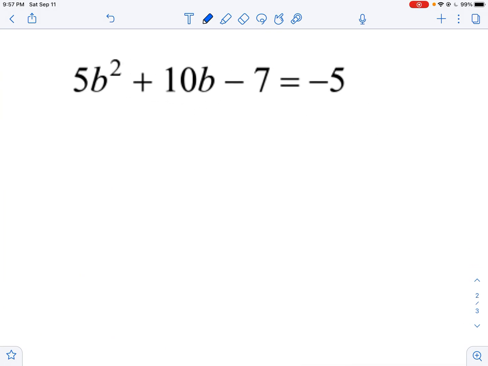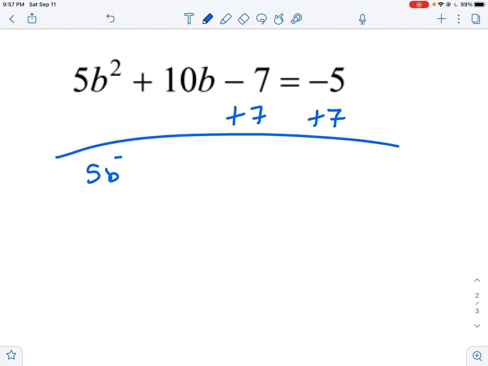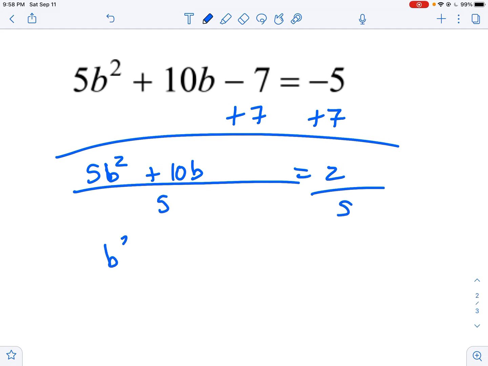This one's a little bit tricky because it's got this 5 sticking out front, and that matters. You have to do something with it. But we're still going to do our first step. Let's move the 7 over. And now we got 5b squared plus 10b equals 2. And from here, before you take this 10 and cut in half and square it, you actually have to get rid of this 5 first. So I'm going to divide everything by 5. And that gives me b squared plus 2b equals 2/5. And I'm just going to leave it like that because I kind of have to.